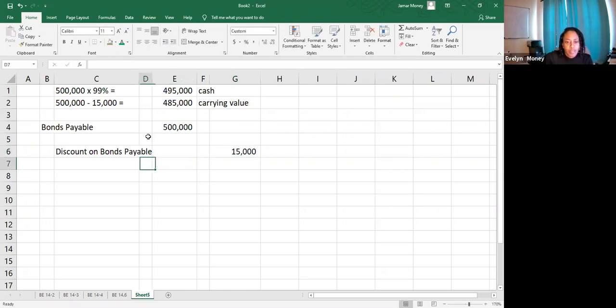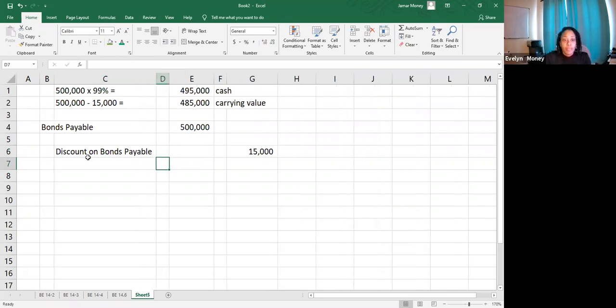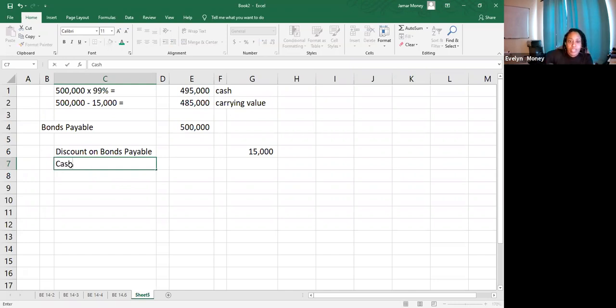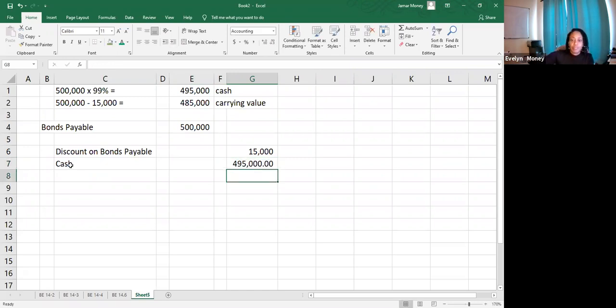I'm sorry, I think I said there was a loss of 15,000. There's a loss of 10, not 15. Don't know how to subtract. The discount on bonds payable is 15,000. And what else do I know about this entry? Let's see. I know that I'm paying out cash in the amount of $495,000, because I wanted to be nitpicky earlier. So now I'm paying out cash in the amount of $495,000.